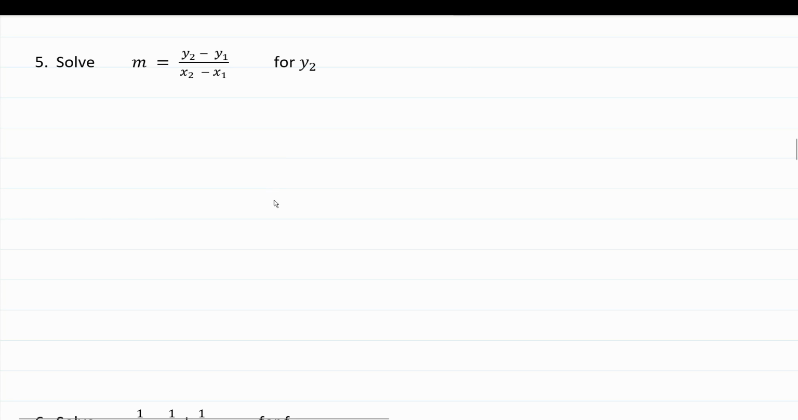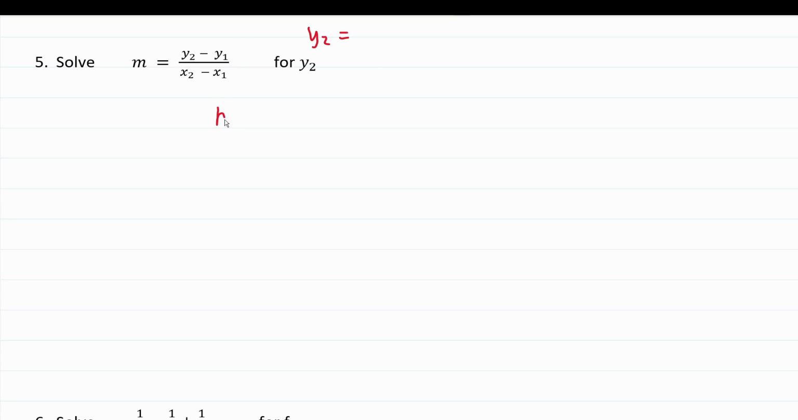All right, number 5 says solve m equals y2 minus y1 over x2 minus x1 for y2. If it's not obvious, this is the equation to find the slope of a line. And in this case, we want to solve for y2. In other words, we want to solve this equation such that y2 is equal to something by itself. So let's start by copying this one down.